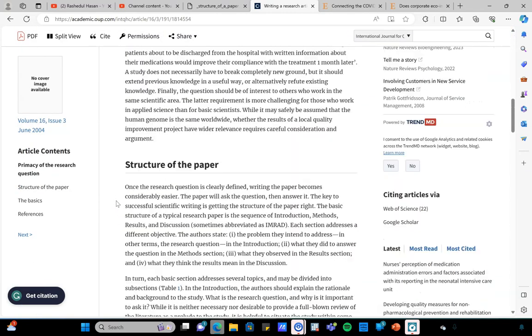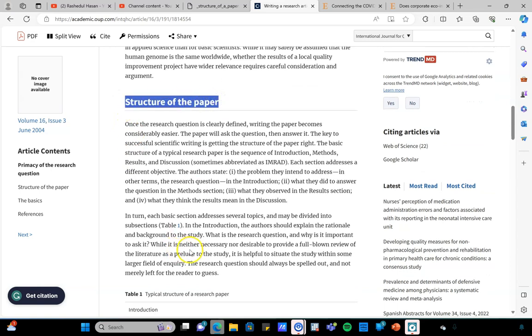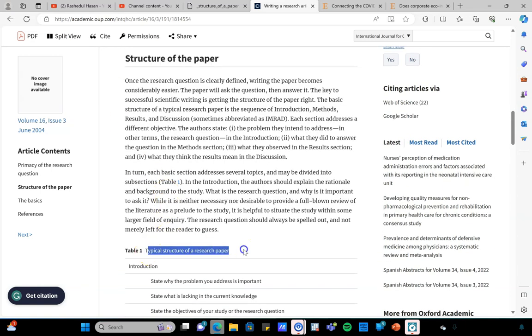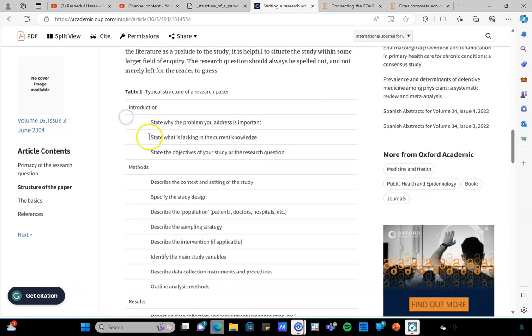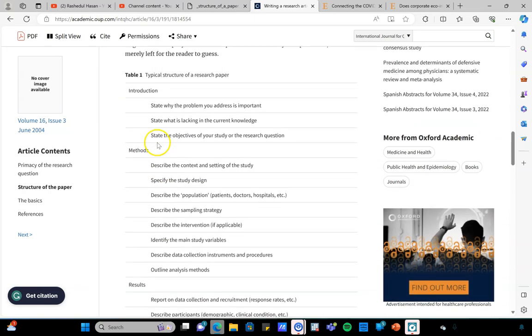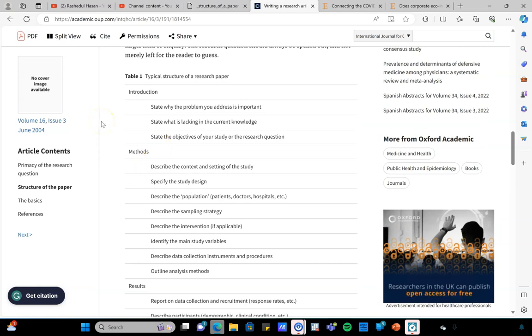So what I'm looking at here is the structure of the paper. What should be a typical structure of the paper? And the good thing about this paper, I'm just going to stay on here for a while. It not only tells you that you should have an introduction, but it also gives you an idea what should be there in the introduction. And sometimes as a reviewer or an editor of a journal, I see that authors sometimes don't really understand or really do not capture the introduction properly.